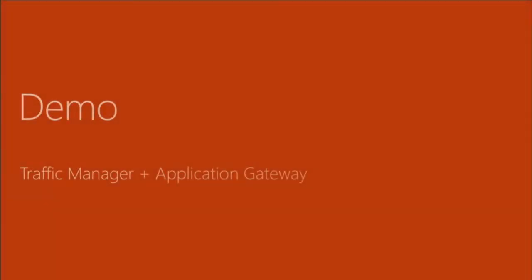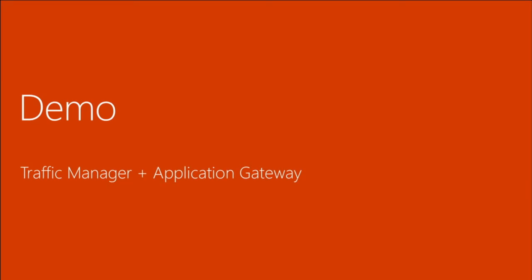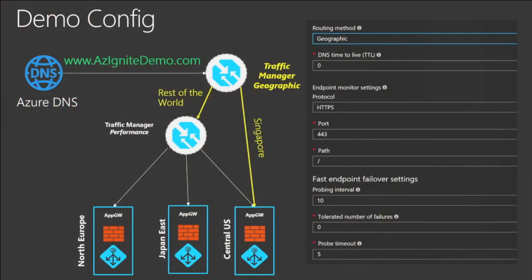Okay, so it's demo time. But before I jump into the live demo, just want to give a quick overview of what we are doing here. So what we are doing is that we have a website called azignitedemo.com, which actually you can use your mobile to navigate to. It's hosted on Azure DNS, and that points to a Traffic Manager profile, and this is a nested profile.